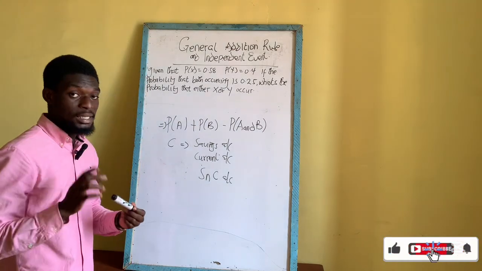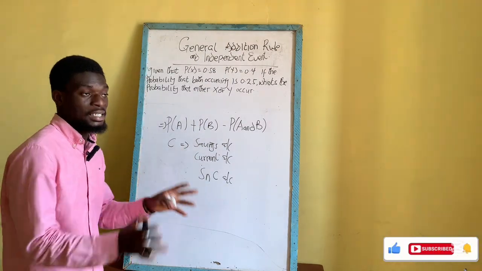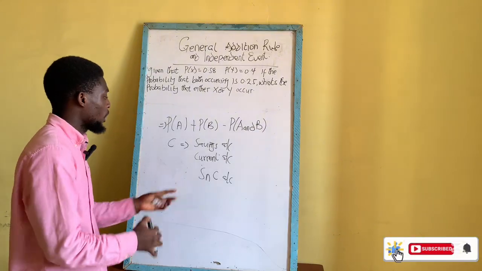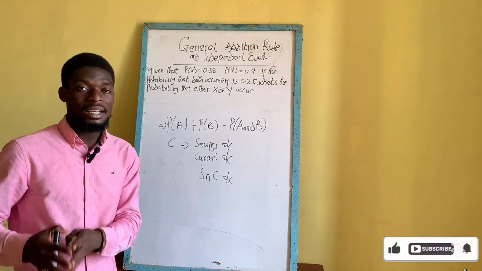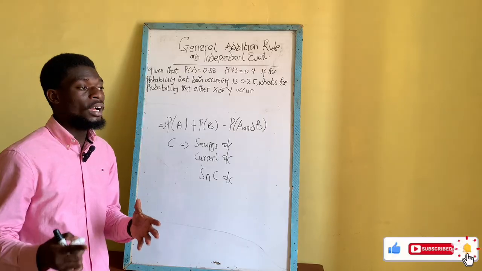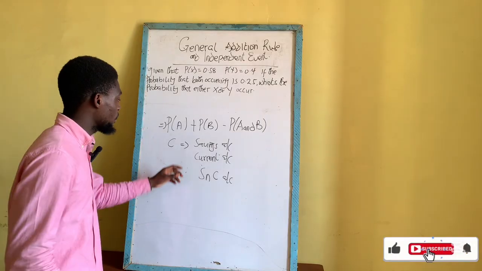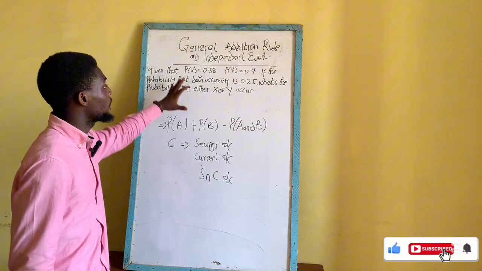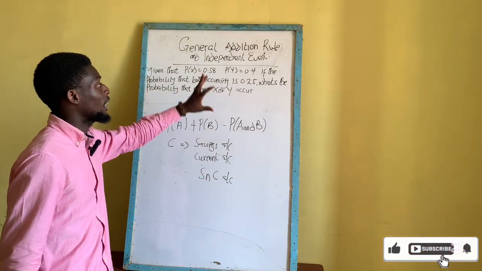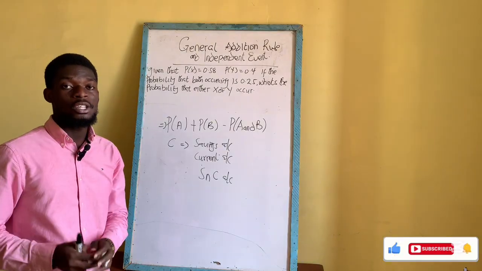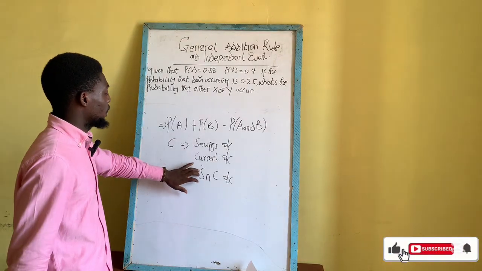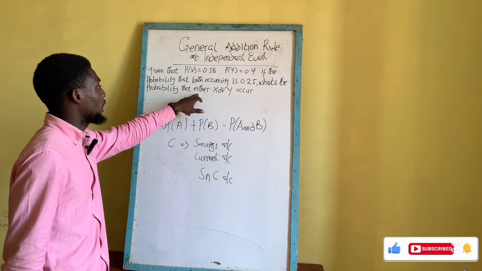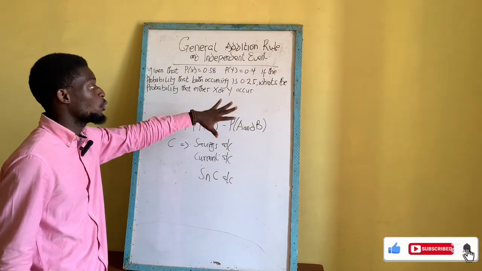So you can have one customer who is having a savings account as a separate account on its own, and another person who is also having a current account as a separate account. Or we have one customer who is having both a savings account and a current account. So this is a typical example of the general addition rule. This example relates to the example on the board that we are about to solve.